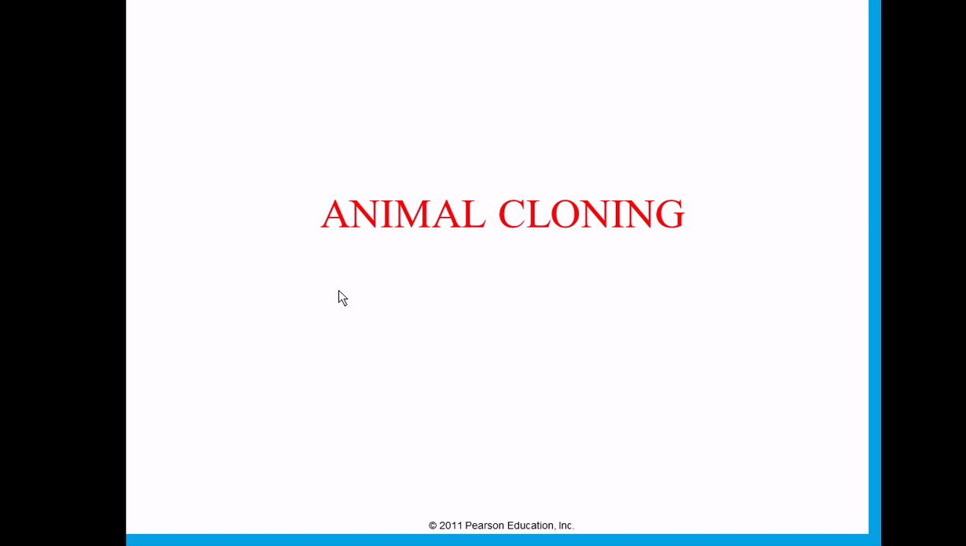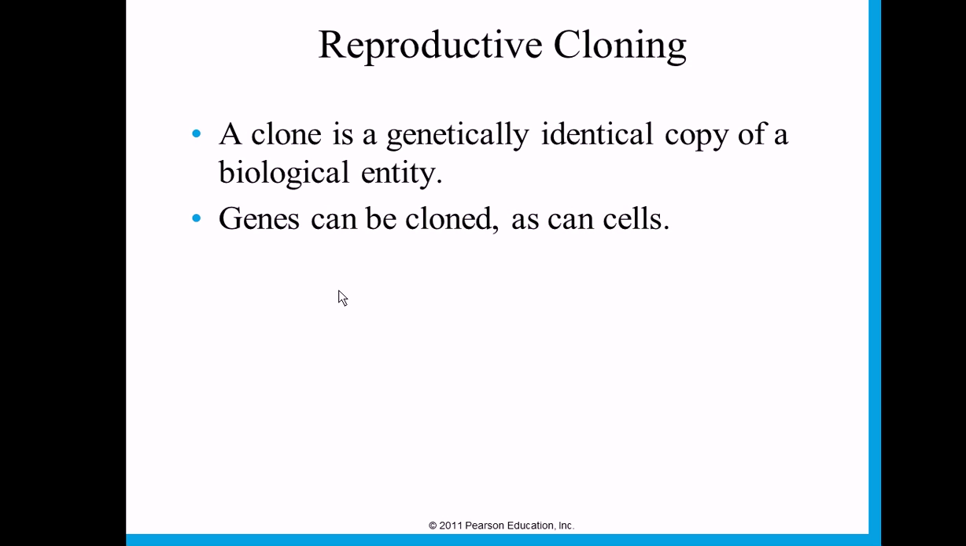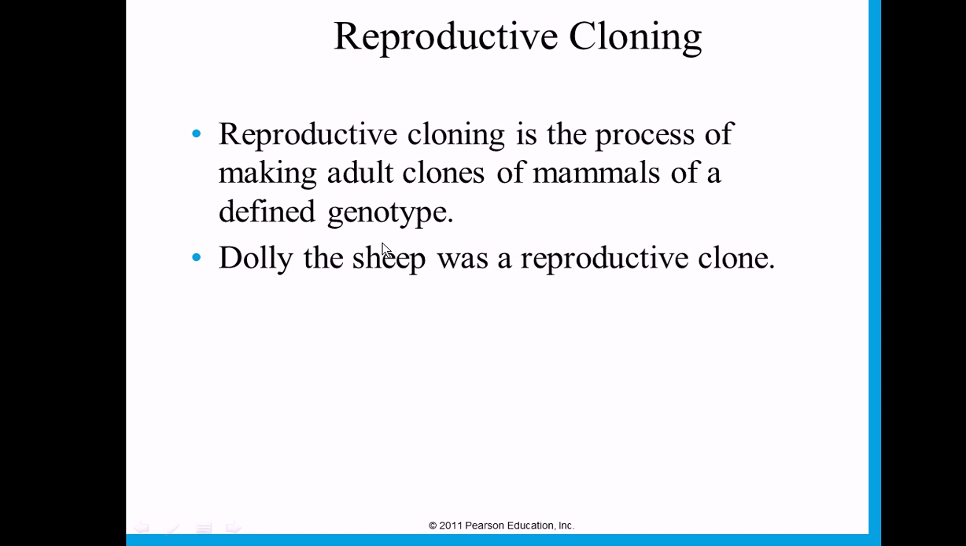The next technique we need to learn is animal cloning. We are going to see how the sheep Dolly was cloned. What is the technology by which animals are cloned? We just learned how genes are cloned, just one single gene. Now we are going to learn how animals are cloned. We know what a clone is. A clone is a genetically identical copy of a biological entity. It can be a cell, it can be a gene, it can be an animal. Anything can be cloned.